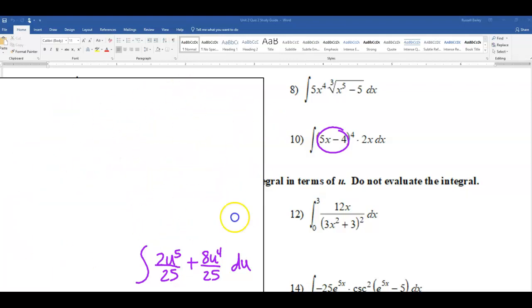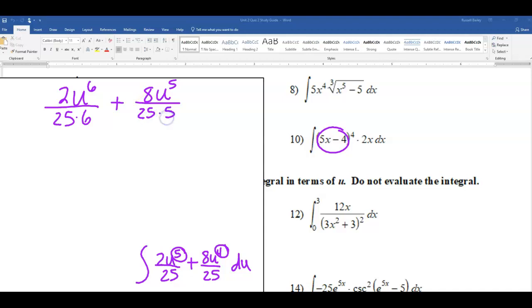Now we're ready to just go ahead and do our integration. So I'm going to add 1 to the power. And I want to divide by that number also. Now I've already got a number in the denominator, so I'm just going to put the 6 down there with the 25 and we'll multiply them together. Same thing here with the next one. We'll add 1 to the power. And since I got a 5, I'm going to go ahead and multiply that to the bottom also. And we don't want to forget our plus c.